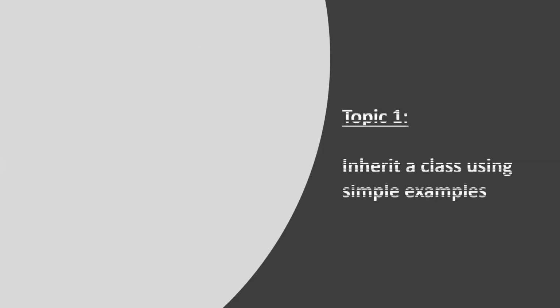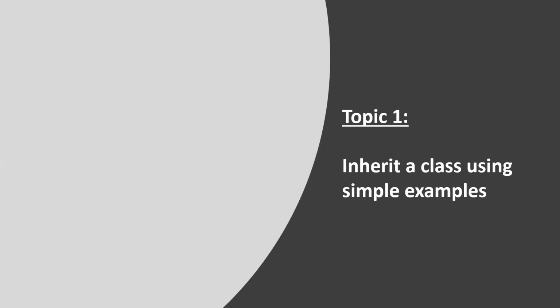Nothing critical is needed, nothing difficult you can find in this chapter, so everything will go smoothly. Today we will check six different small topics. As topic one, I will show you how to inherit a class using simple examples.